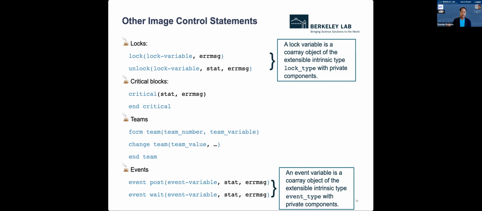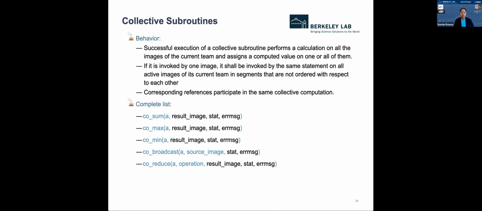But basically with an event, I can post information to another image and tell that image, for example, that data is ready for pickup or that I've already put data on the other image. And the other image can wait on that event. Because they're designed for coordination across images, an event variable, which is of event type, also has to be a Coarray, and it's a derived type with private components.